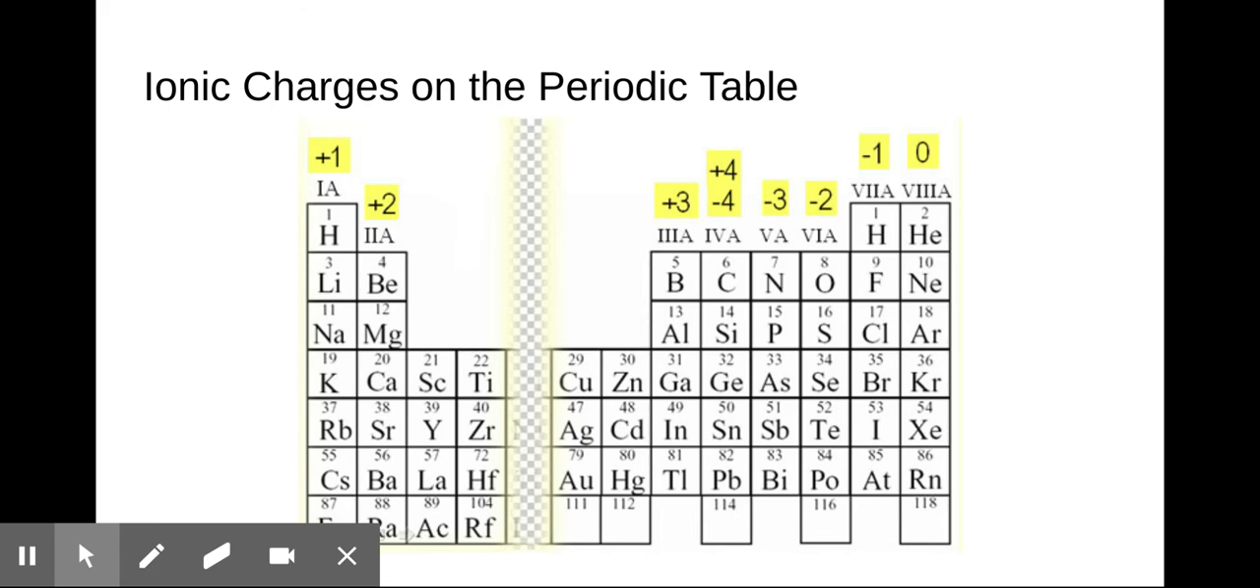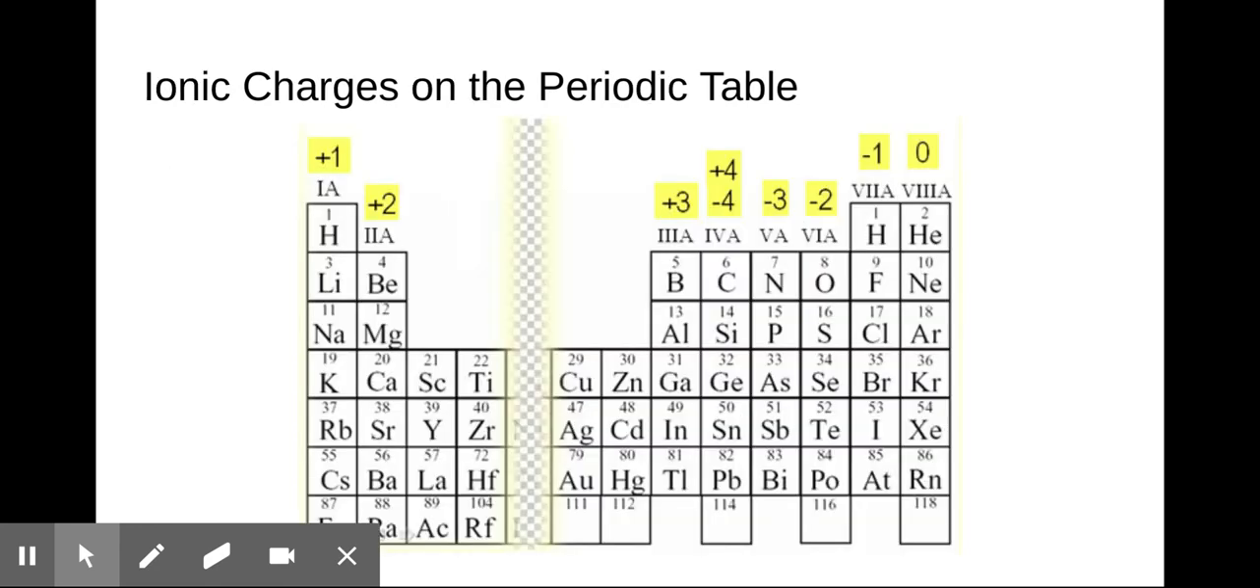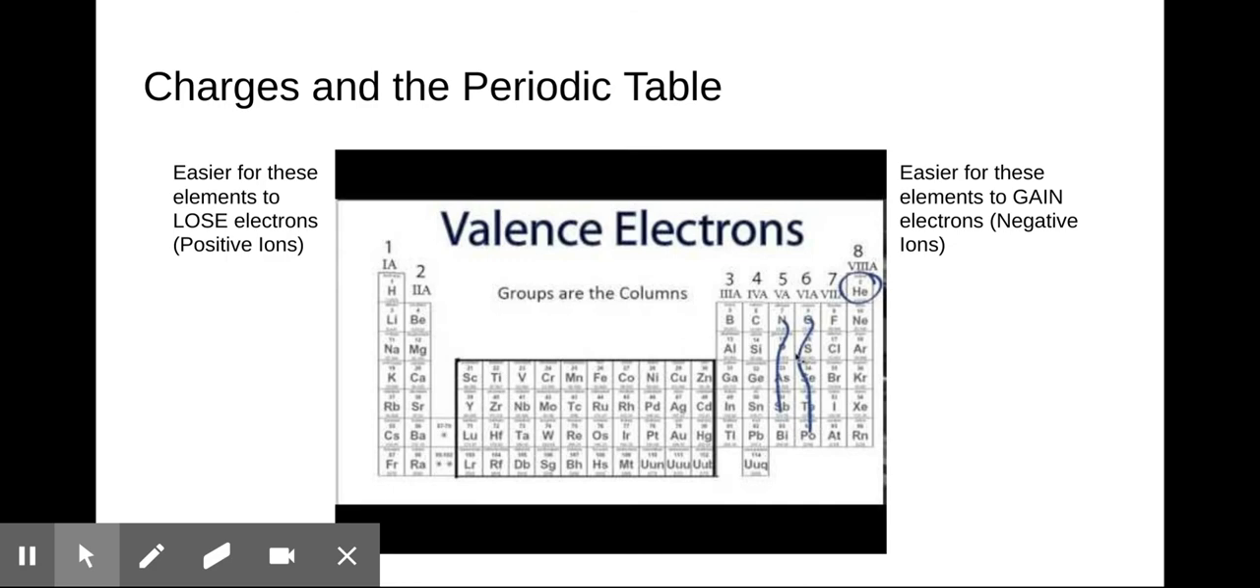And then the last column will not form charges because all of those in the last column have a full valence or outer shell. So make sure that you mark somewhere all of the ion charges on the periodic table as well as the valence electrons. And even though there are similarities between the valence electrons and the charges, and in fact, the valence electrons tell us how to get the charges, remember those are two different things.